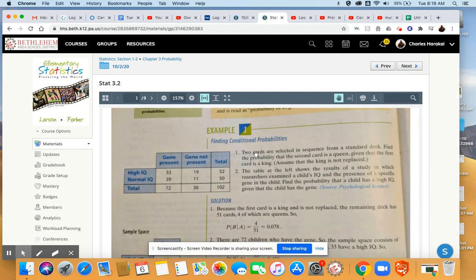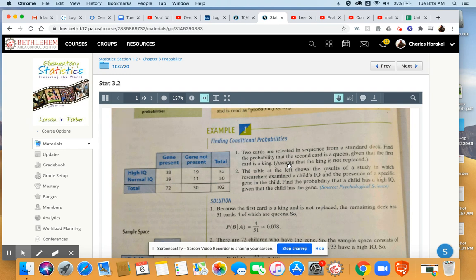The first one here says two cards are selected in sequence from a standard deck. Find the probability that the second card is a queen given that the first card is a king. So we're talking about the probability that the second card is going to be a queen, but we've already pulled a king out of the deck of cards. Now, pulling a king out does not affect how many queens are in the deck, but it does affect the total number of cards in the deck.